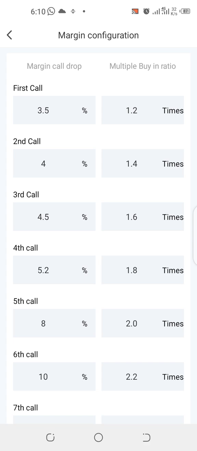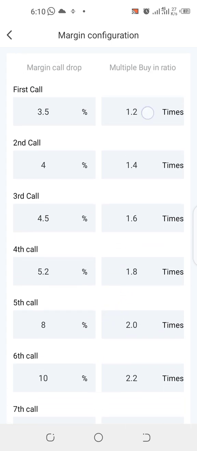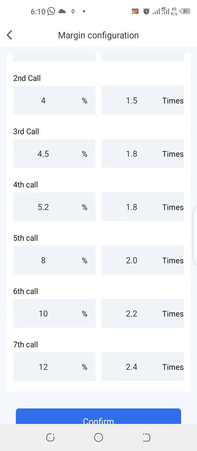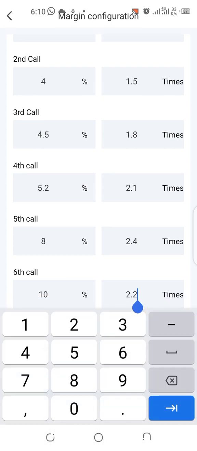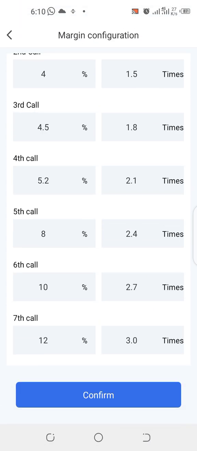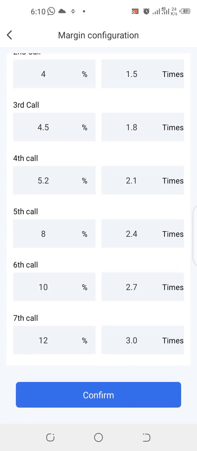That's 126 USDT. So I still have about 14 USDT, that's 1.4, to allocate somewhere here. So I can decide to make this 1.5 and make this 1.8 and make this 2.1, 2.4, 2.7 and 3.0. I know I've likely overshot 140 USDT.